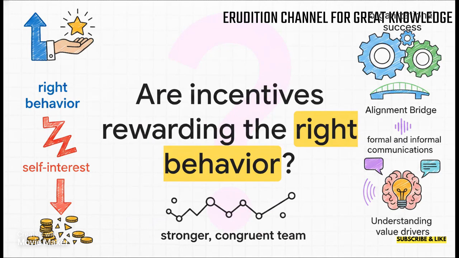As we wrap up this explainer, I want to leave you with a final provocative thought. Really ask yourself, are your organization's incentives actually rewarding the right behavior, or are they just feeding individual self-interest? Take a second to evaluate your own team's alignment bridge. Are your formal and informal communications perfectly aligned? Do your team members genuinely understand those big picture value drivers? And most importantly, are you structurally connecting their daily rewards to the ultimate success of the whole organization?